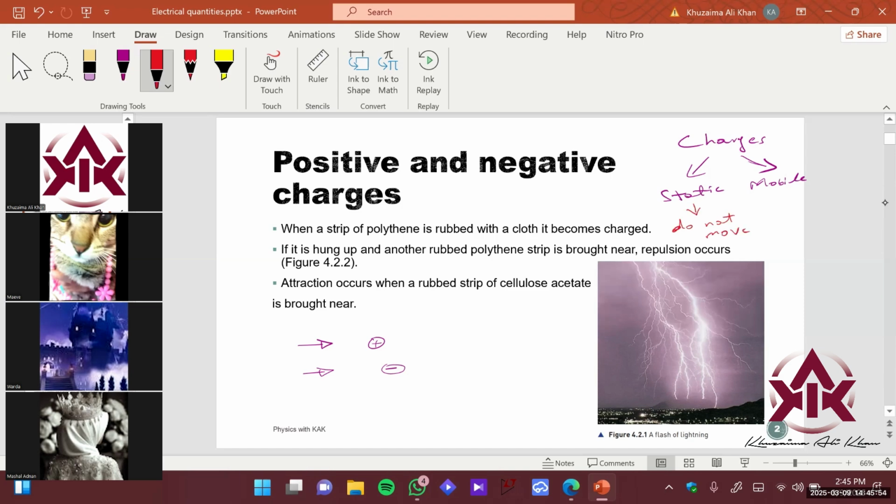So we're starting slowly, building foundations about charges. We will learn about some examples which you physically experience in your real life, and then we move towards mobile charges, that is, charges that move. Let me go through the content written here. When a strip of polythene is rubbed with a cloth, it becomes charged. If another rubbed polythene strip is brought near it while hanging, repulsion occurs. Attraction occurs when a strip of cellulose acetate is brought near.